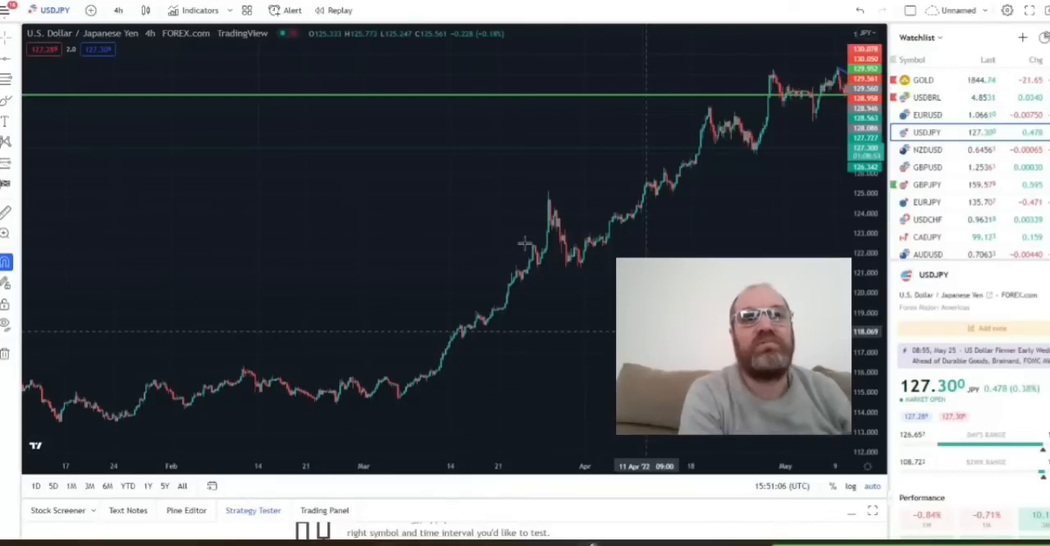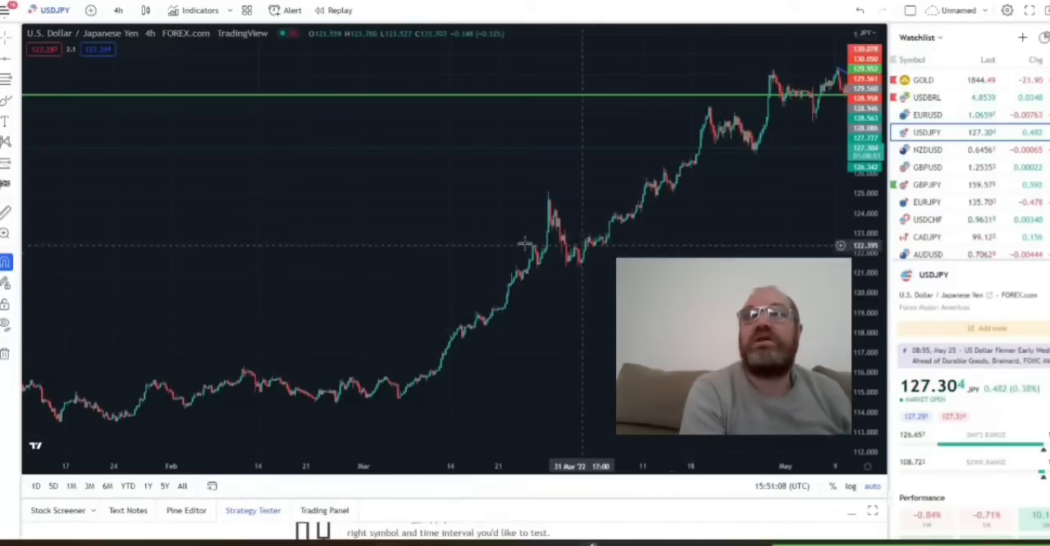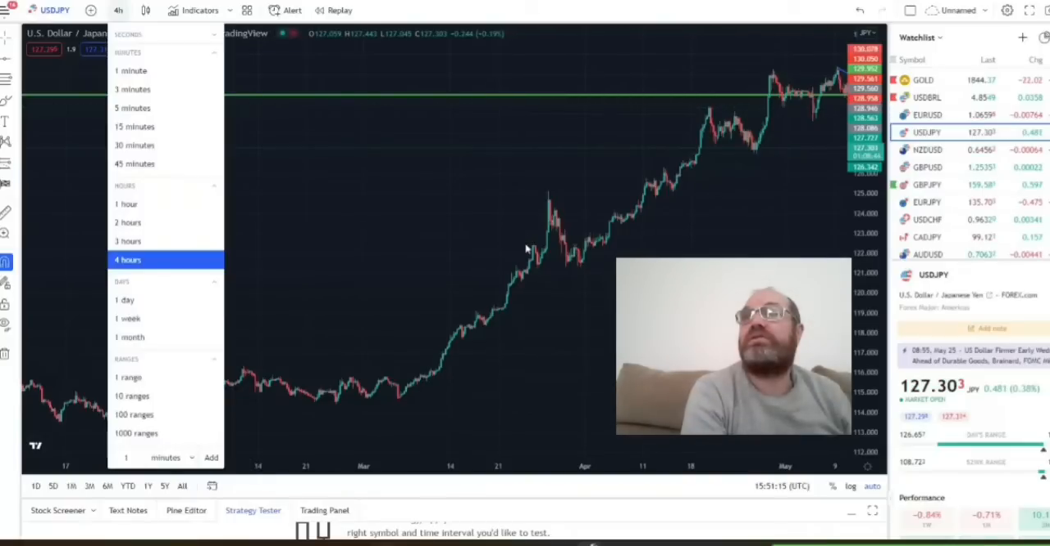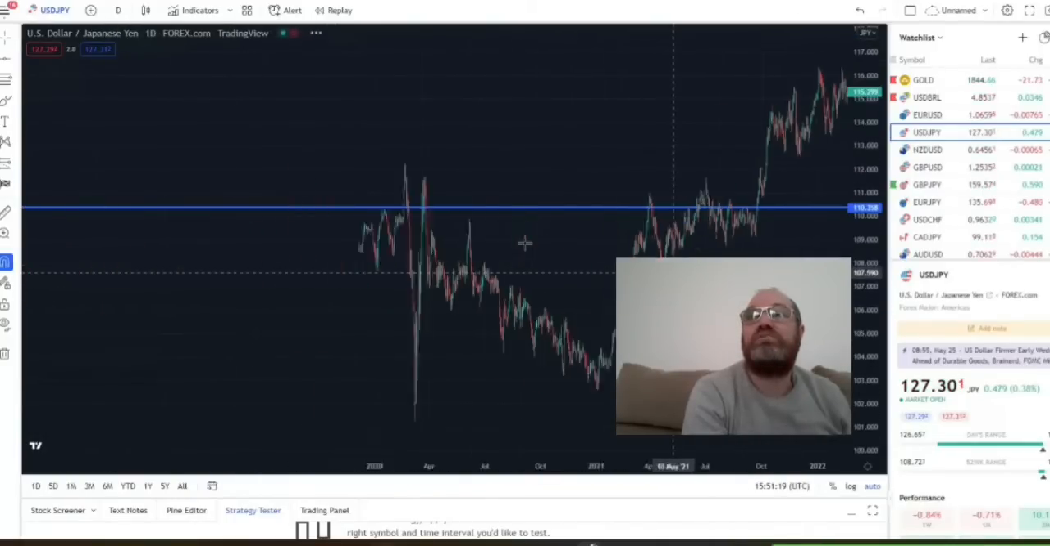Right? So here we basically did one way. Here we're looking for short trades. So then let's mark this one up. Let's go to 1 day. It's much easier to look.